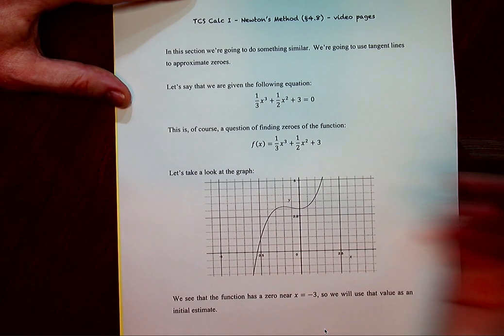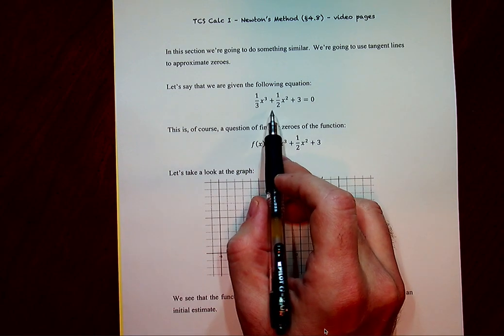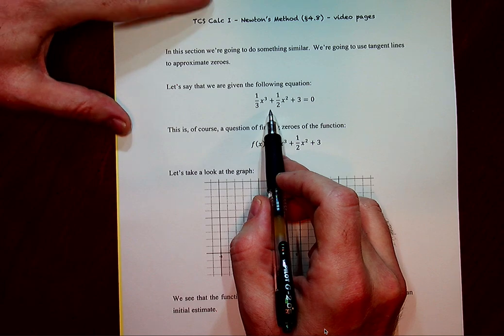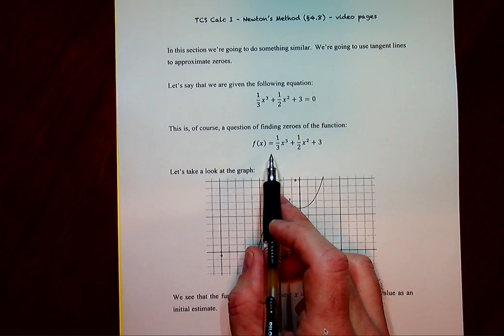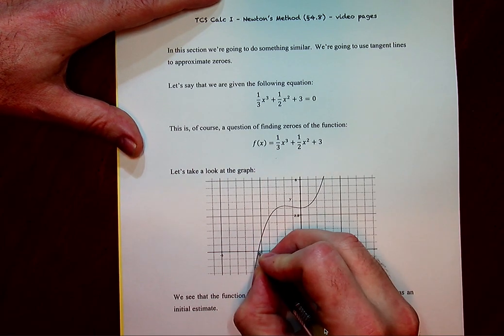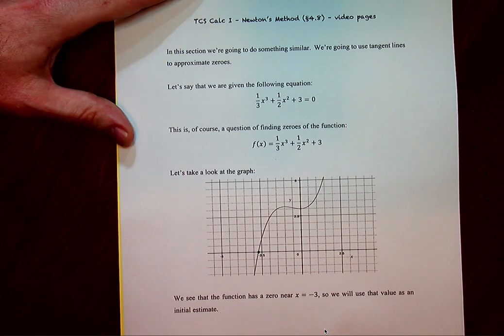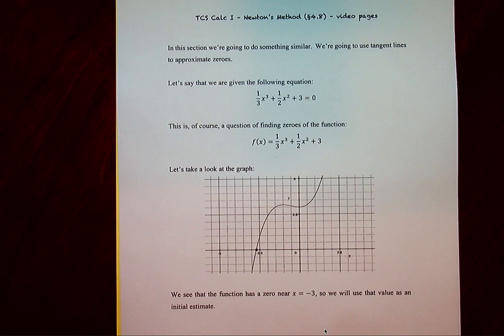If I back up a step, that is the question you ask yourself when you're asked for the zeros, the x-intercepts, or the solutions for this cubic function. And if I look at the graph, I see this cubic function has a 0 right over here, pretty close to -3. I'm going to use that, and we're going to use the tangent line at -3 in order to approximate a 0.